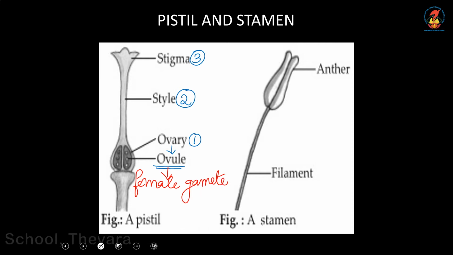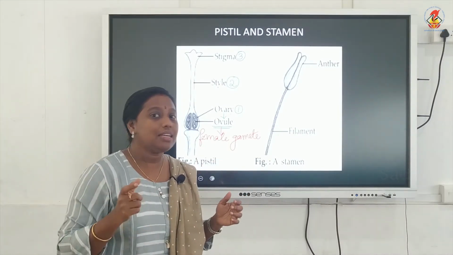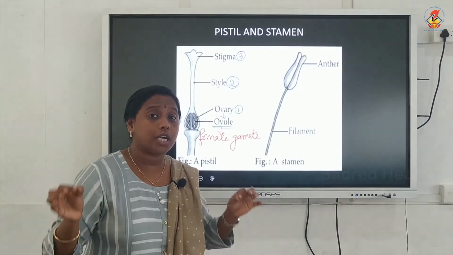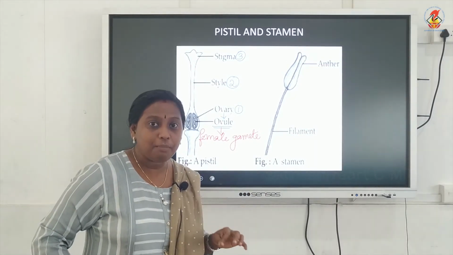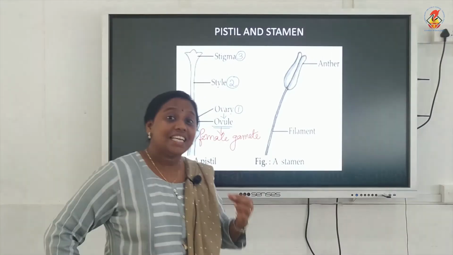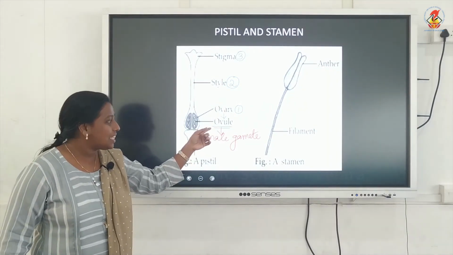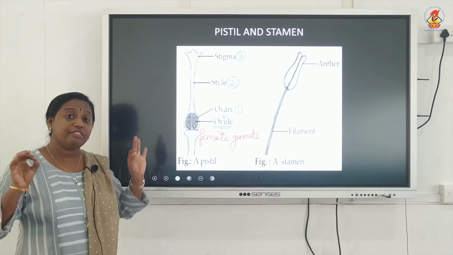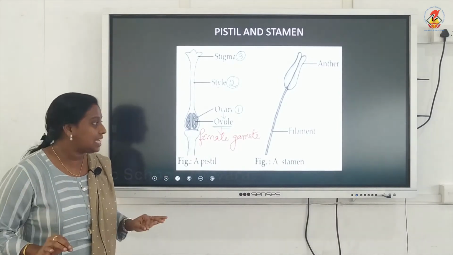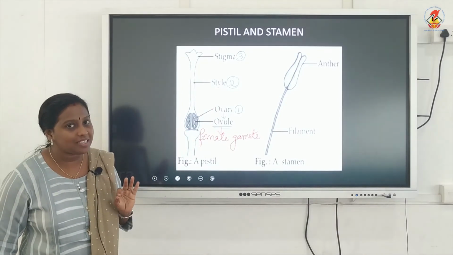Now, this may be a new term, isn't it? Gamete. Gamete means it is a reproductive cell. The cell which is going to undergo reproduction is called a gamete. So, the female reproductive cell is called the female gamete. Where can you see the female gamete in a flower? Inside the ovule. Understood? So, inside the ovule you will get the female gamete or the female reproductive cell. And where is the ovule present? Inside the ovary. Hope it is clear.